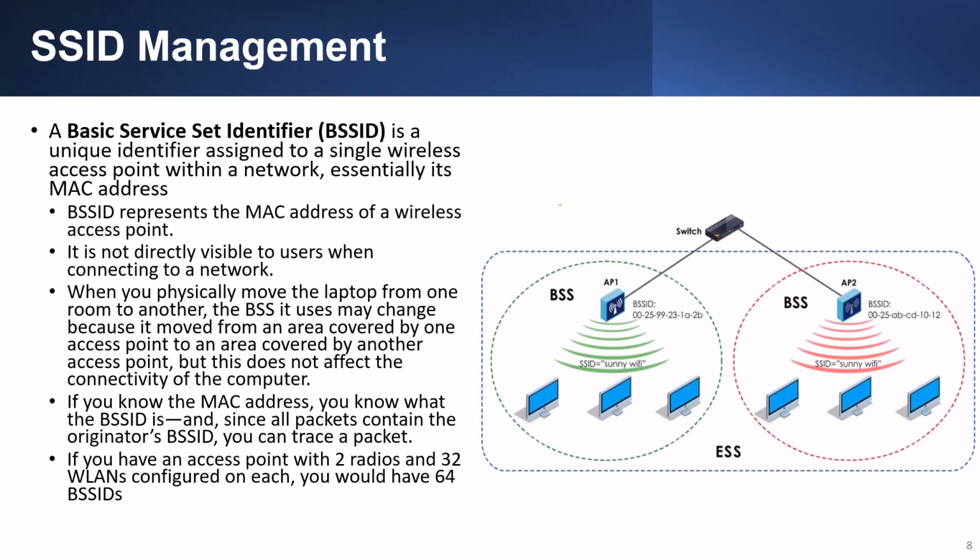If you know the MAC address, you know what the BSSID is, and since all packets contain the originator's BSSID, you can trace a packet. If you have an access point with 2 radios and 32 wireless LANs configured on each, you would have 64 BSSIDs.